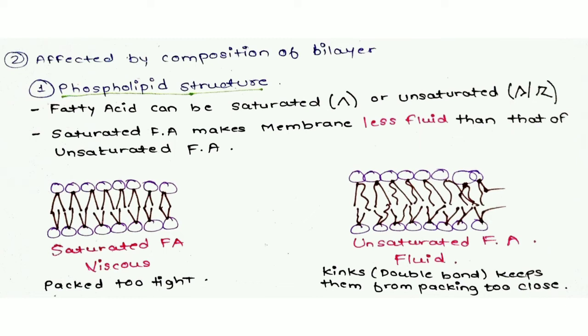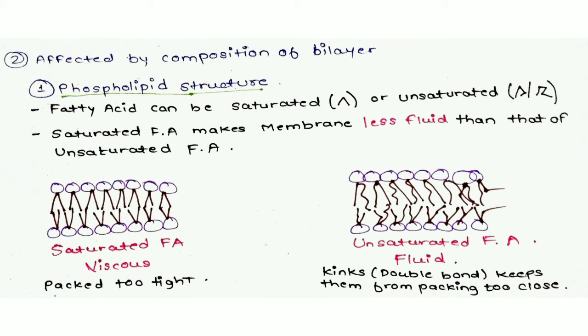Now, the second factor that influences or affects fluidity is the composition of the bilayer membrane. The first is phospholipid structure. You know phospholipids have a head and tail. The tail is made up of fatty acid. The fatty acid can be a saturated fatty acid or an unsaturated fatty acid. Saturated fatty acids make the membrane less fluid than unsaturated fatty acids.